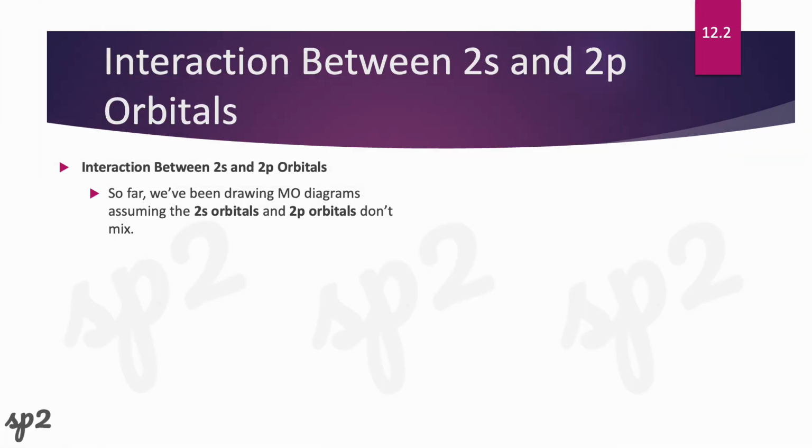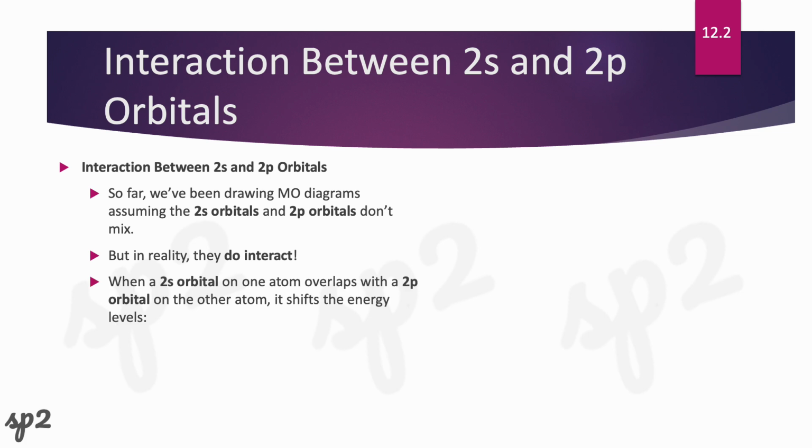Okay, so far we have been drawing the MO diagrams assuming that the 2p orbitals and the 2s orbitals do not mix. In reality, yes, there is an interaction, so we have to consider that. When a 2s orbital of one atom is interacting with the 2p orbitals of another one, they're going to be slightly shifting in energy. Okay, so here is a thing that I want you to keep in mind.